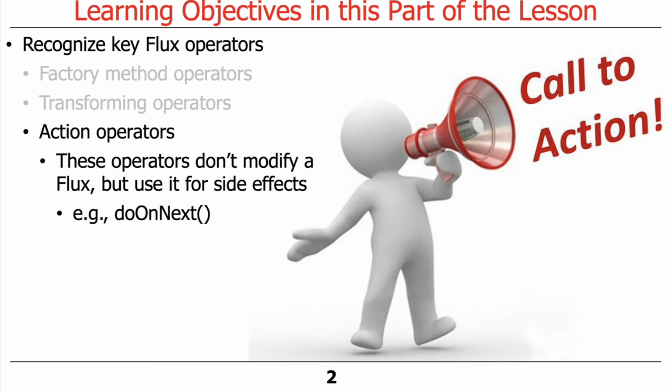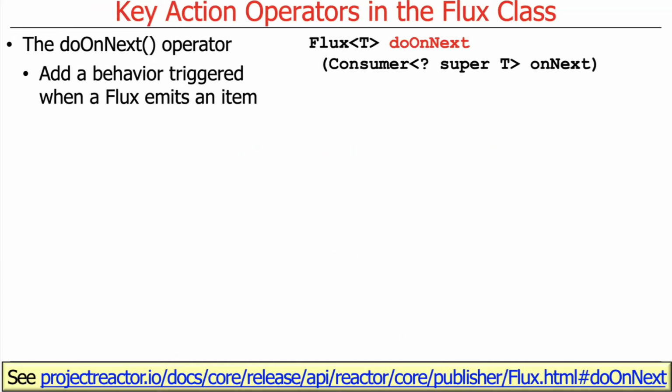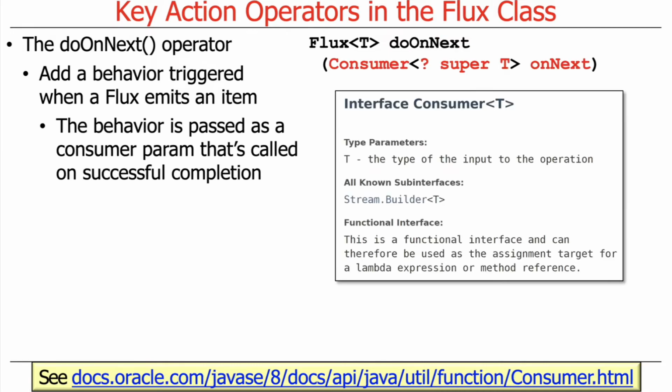So we're going to take a look at something called doOnNext. If you recall, monos had a doOnSuccess because it was only one value. With fluxes, you have a stream of these guys, and so therefore we're going to have doOnNext. So if things go well, doOnNext will be called. So doOnNext is going to add a behavior that'll be triggered when a flux emits an item. And remember, a flux could emit multiple items, so this could be called multiple times.